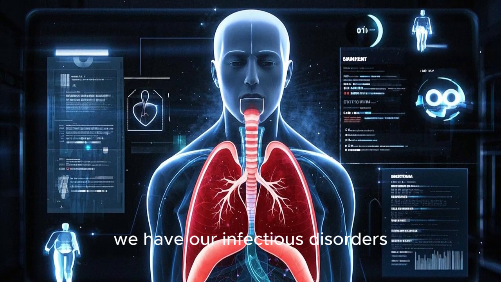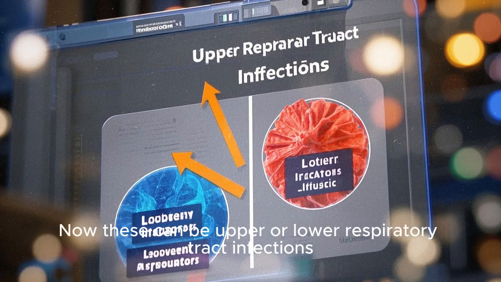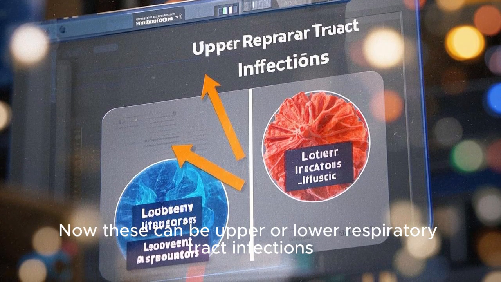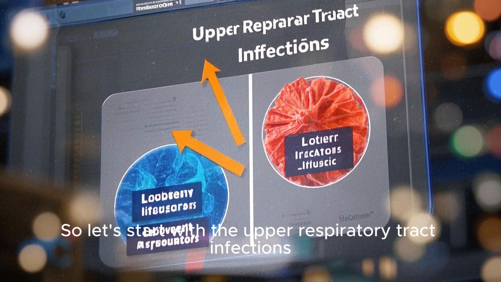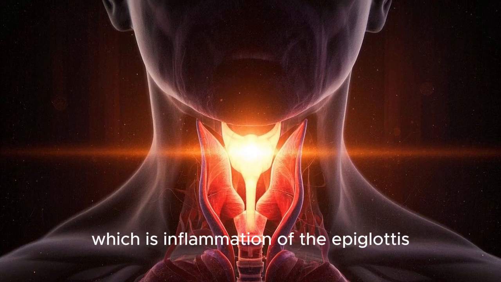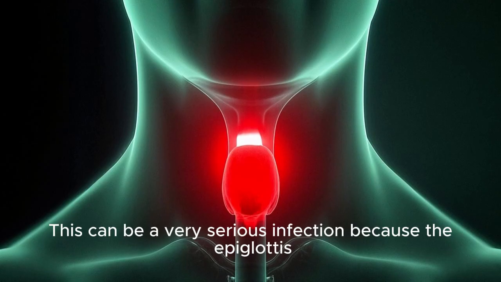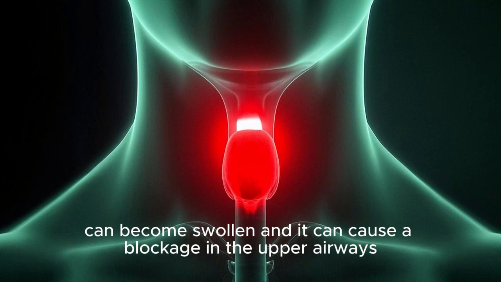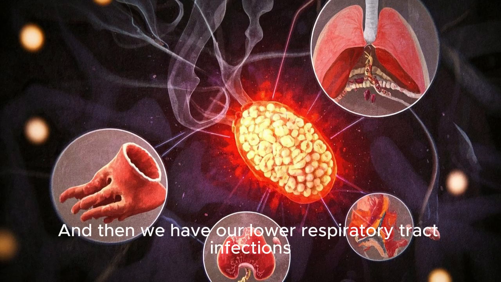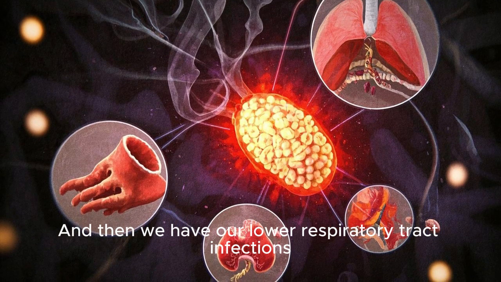And lastly, we have our infectious disorders. Now these can be upper or lower respiratory tract infections. So let's start with the upper respiratory tract infections. We have things like epiglottitis, which is inflammation of the epiglottis. This can be a very serious infection because the epiglottis can become swollen and it can cause a blockage in the upper airways. And then we have our lower respiratory tract infections.